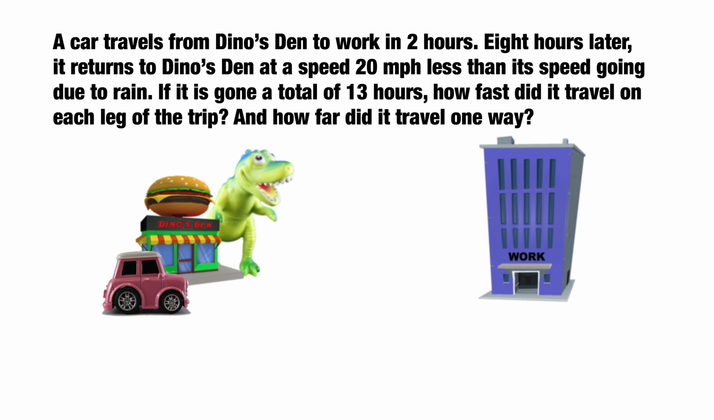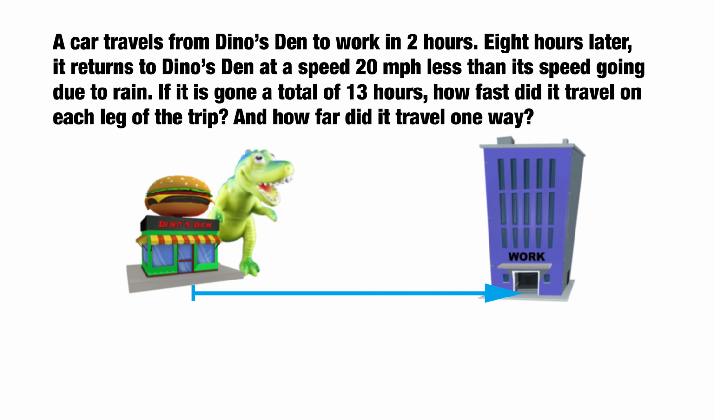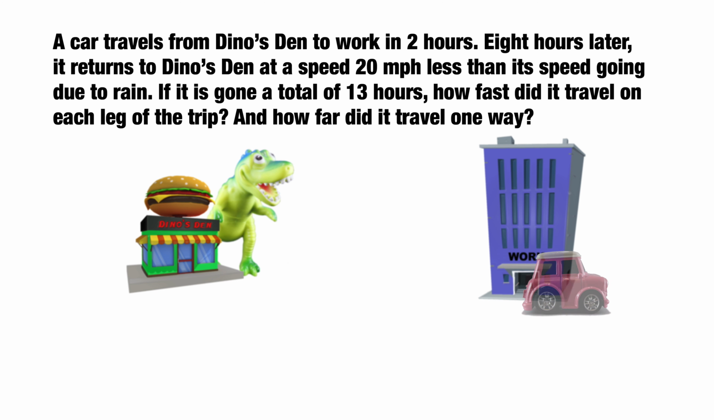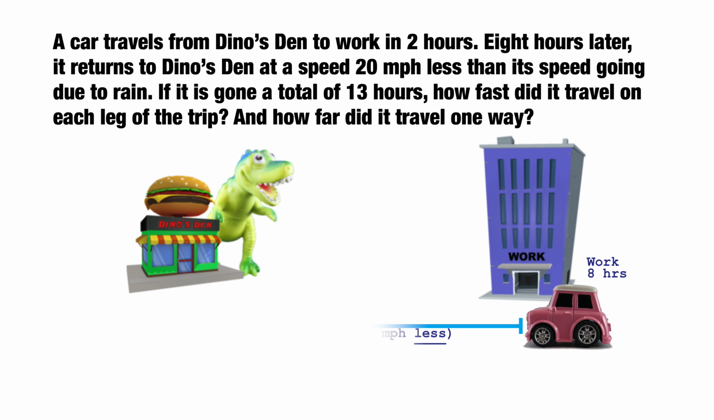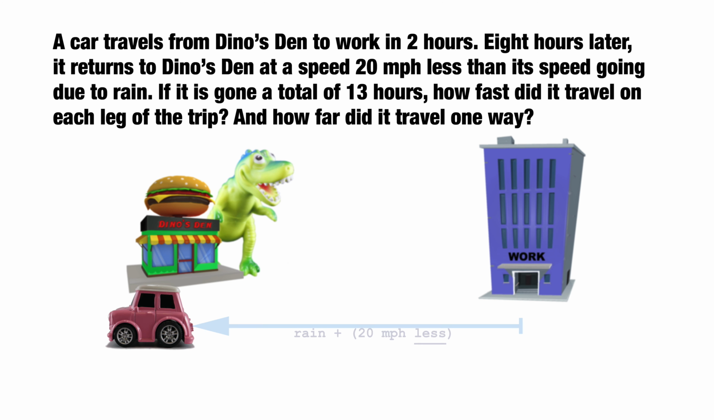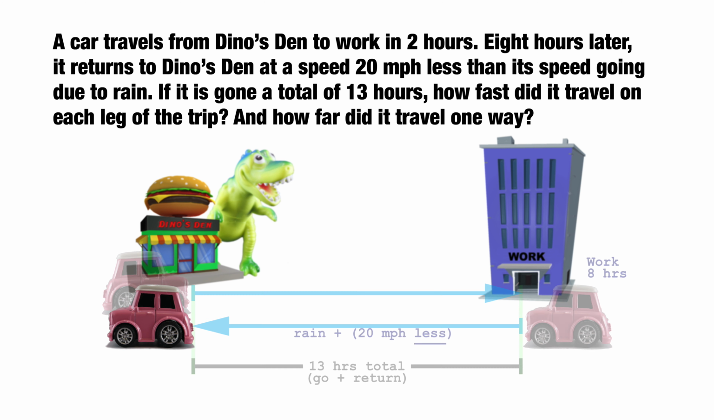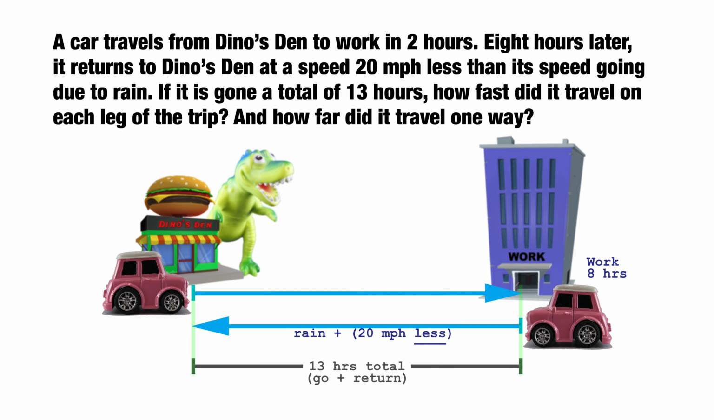A car travels from Dino's den to work in 2 hours. 8 hours later, it returns to Dino's den at a speed 20 miles per hour less than its speed going due to rain. If it is gone a total of 13 hours, how fast did it travel on each leg of the trip, and how far did it travel one way?